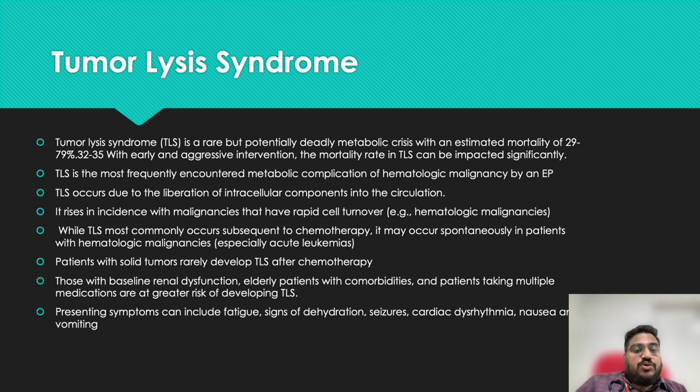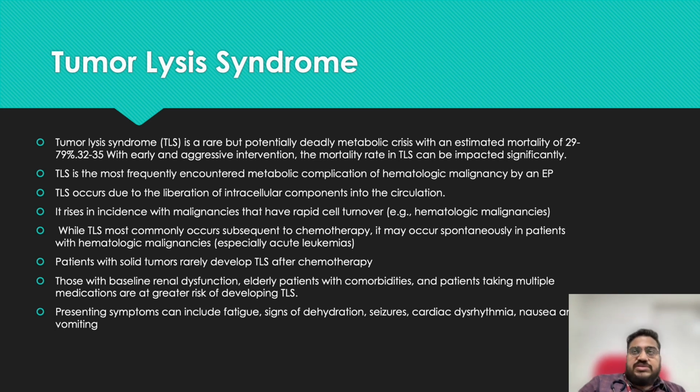Most commonly it occurs following chemotherapy, but it can also happen spontaneously. Patients with solid tumors rarely develop TLS after chemotherapy. But always remember that hematological malignancy patients very frequently develop tumor lysis syndrome. Also remember that those who already have a baseline renal dysfunction and comorbidities have a high risk of developing tumor lysis syndrome. They are taking multiple medications that can increase the potassium, that can cause renal failure. They are at high risk of developing this tumor lysis syndrome.